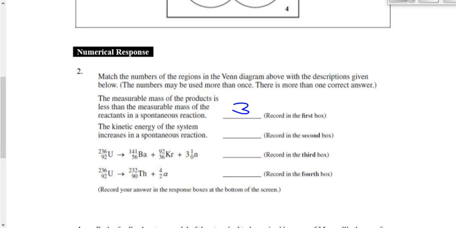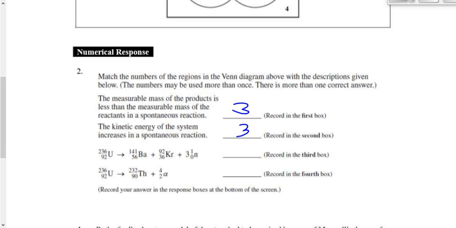The kinetic energy of the system increases in a spontaneous reaction. Fission, fusion, both or neither? What are we really asking there? When we get energy released, we're going to increase the kinetic energy of the system, right? So that's going to be both, 3.